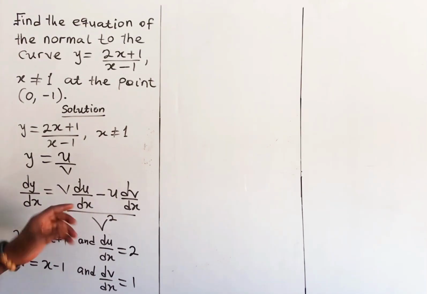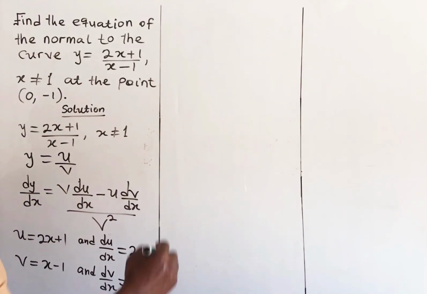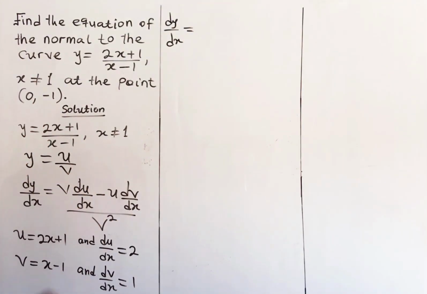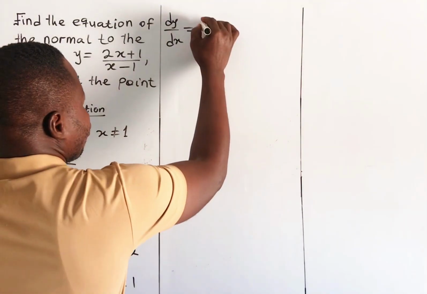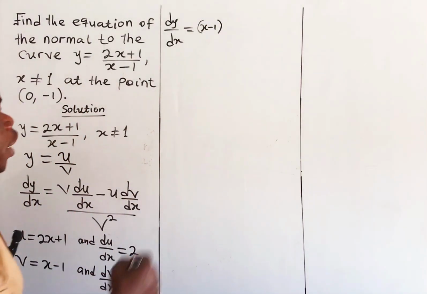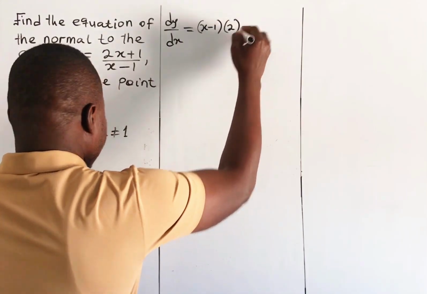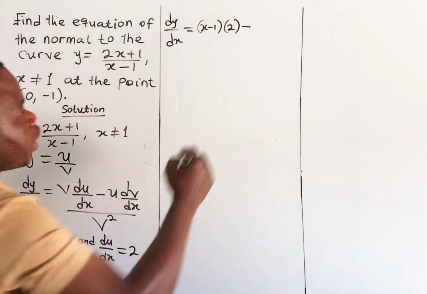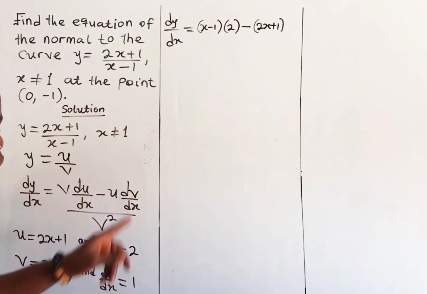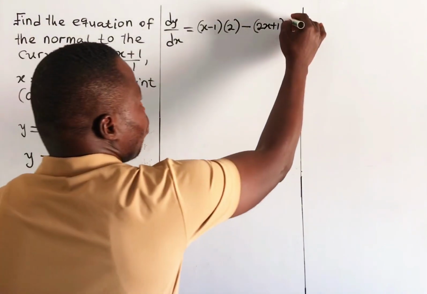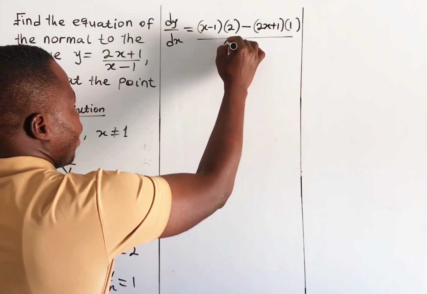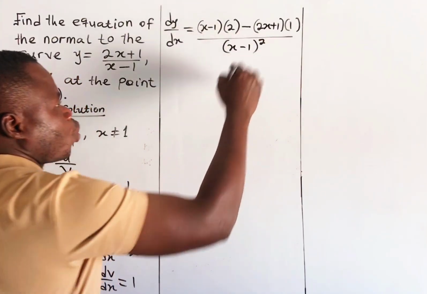I will now substitute all these things into the quotient rule. So dy dx is equal to v, but my v is x minus 1. So I have x minus 1 multiplying du dx, and du dx is 2, so I'll multiply by 2, minus u. My u is 2x plus 1 multiplying dv dx, and dv dx is 1, so I'll multiply by 1, all over v squared. And v squared will be x minus 1 all squared.